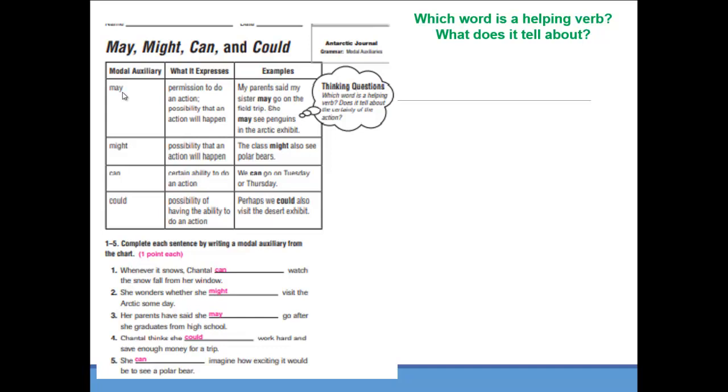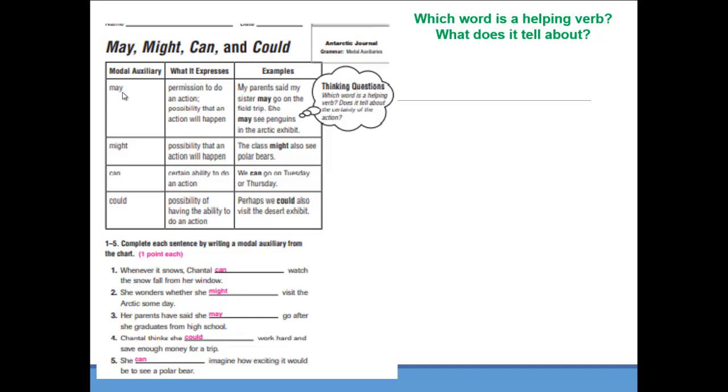Let's take a look at the helping verb. What does it tell exactly? It tells that my sister may go. So it tells that my sister has the permission to do something. She's allowed to go on the field trip.